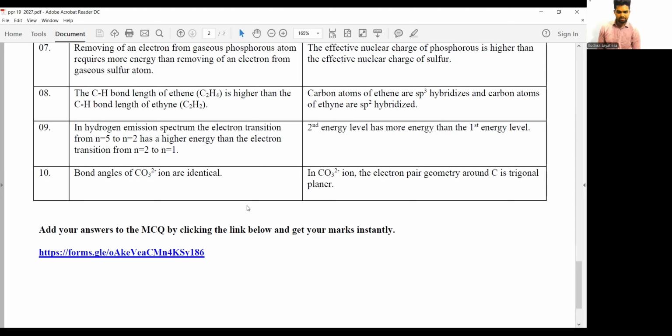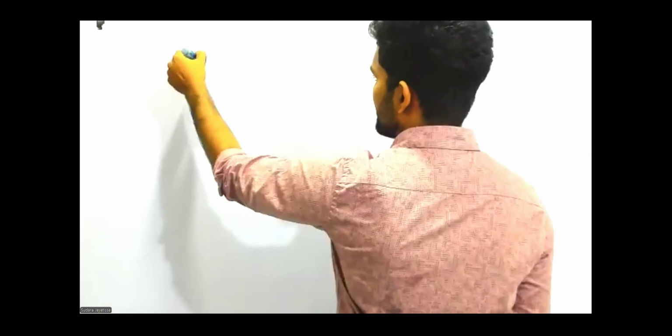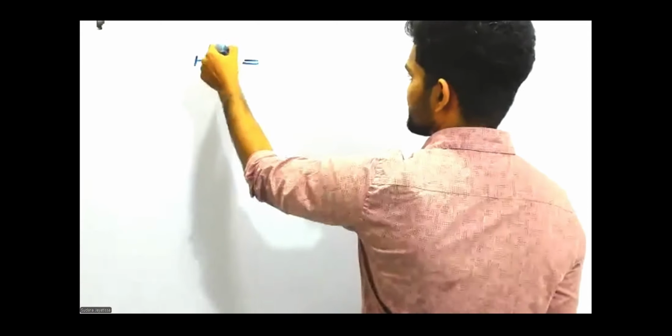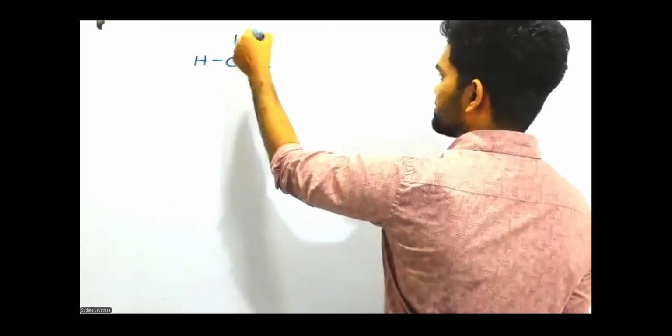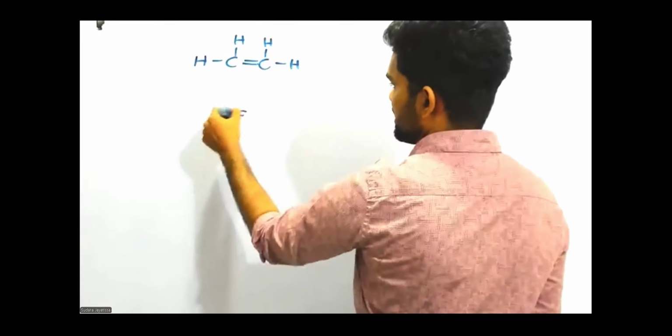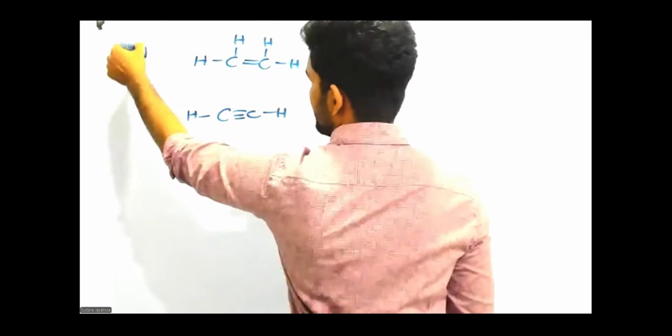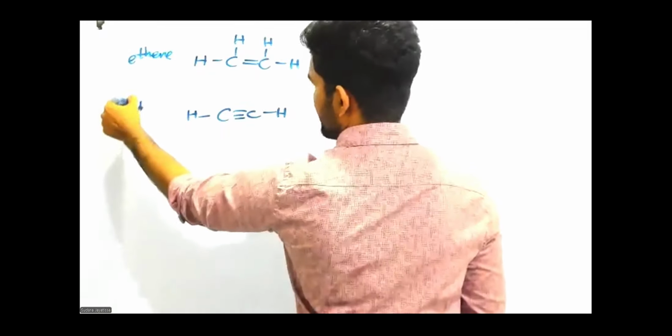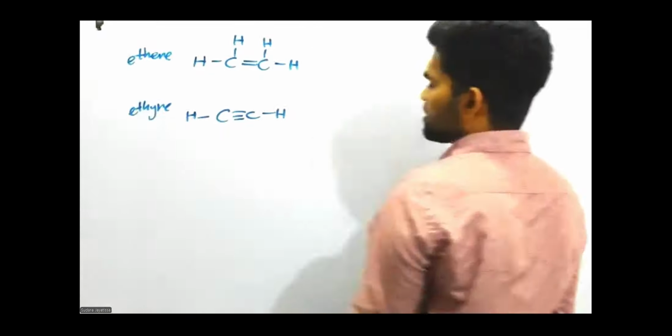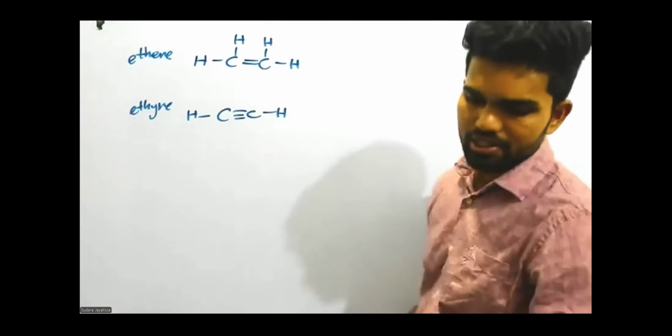Right, then look at the next. The carbon-hydrogen bond length of ethene is higher than the carbon-hydrogen bond length of ethyne. Anyway, I gave you the formula also, so you can build the molecule. Ethene is this one. And ethyne, you have a carbon-carbon triple bond. So there they talk about the carbon-hydrogen bond length.